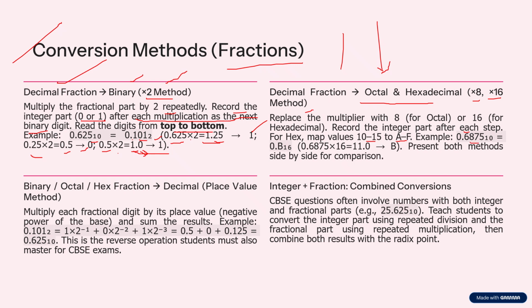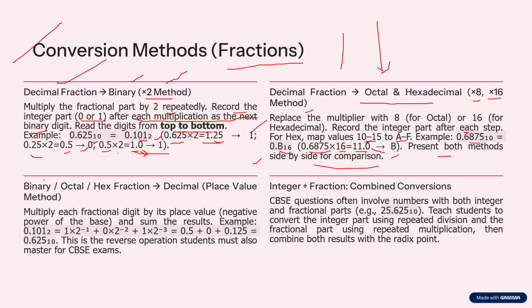For example, this is the decimal fraction. The result is 0.B in hexadecimal. How? 0.6875 times 16 is 11.0. That means when the fractional part is 0, we stop here and note down the 11, which means capital B. Present both methods side by side for comparison. Okay.